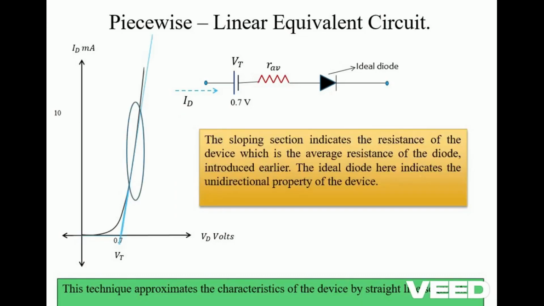Now this sloping section indicates the average AC resistance, RAV, over here. And this ideal diode is just representing the unidirectional property of the circuit. It is just telling us that if the input is applied and the diode is forward biased, the current will go in this direction only, and once the polarity is inversed and the circuit is reverse biased, the diode will behave like an open circuit. I have just mentioned it.